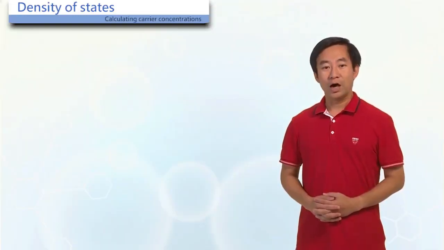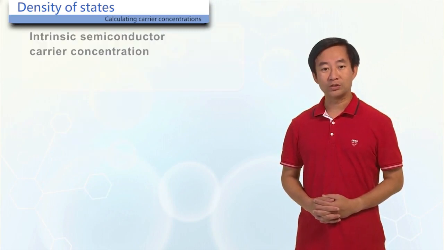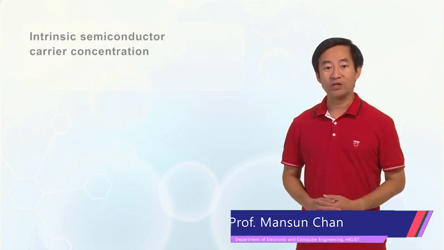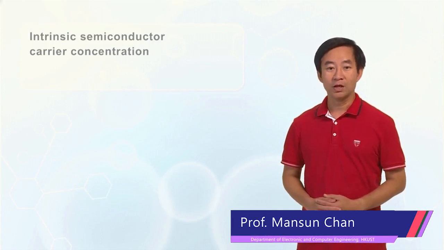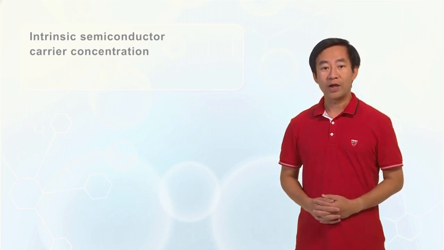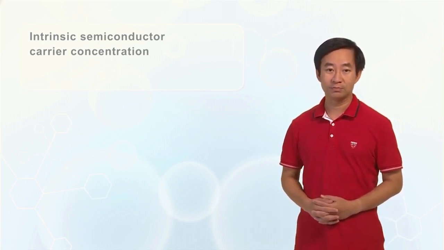In this section, I'm going to explain how to calculate the concentration of electrons in the conduction band and holes in the valence band of intrinsic semiconductors. As carriers are responsible for electrical conduction, the number of carriers will directly translate to how conductive a material is.